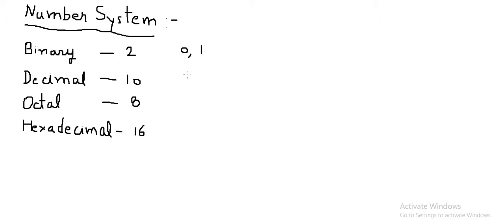For the decimal we have 10 numbers, 0 to 9. So 0, 1, 2, 3 up to 9, right? And we are familiar with this decimal number because from our childhood we have learned the decimal numbers, all the addition, multiplication, subtraction, division, and all the operations we have performed using this base, which is the decimal number system, which has the base 10. Base is also known as radix, right? So do remember that the base is radix.